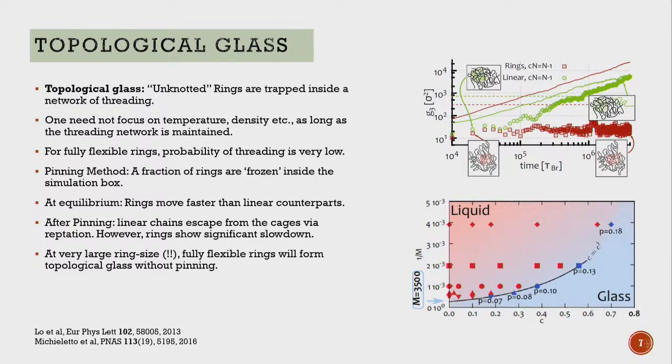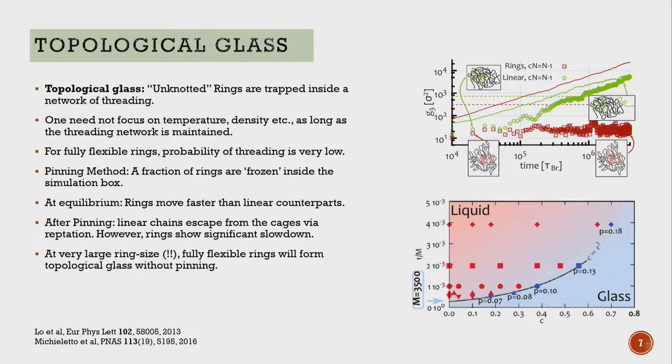This kind of system is called a topological glass, where you take unknotted rings and trap them inside a network of threading. In this case, we are not focusing on the temperature, density, and these kinds of parameters that people normally look for in traditional glasses. We just want to make sure that the threading network is maintained.